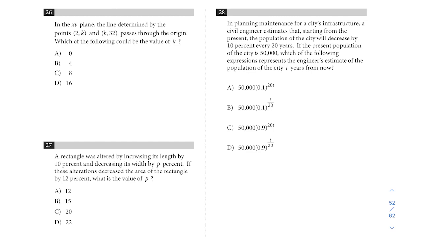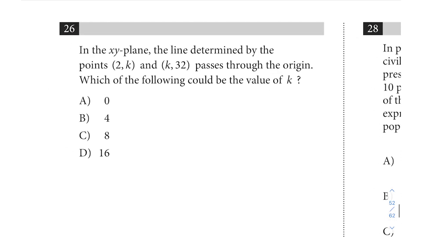Hi, this is Chris, and we are taking a look at 26 through 28 here in Section 4 of SAT Practice Test 3. So for question 26, it says, in the XY plane, the line determined by the points (2, k) and (k, 32) passes through the origin.